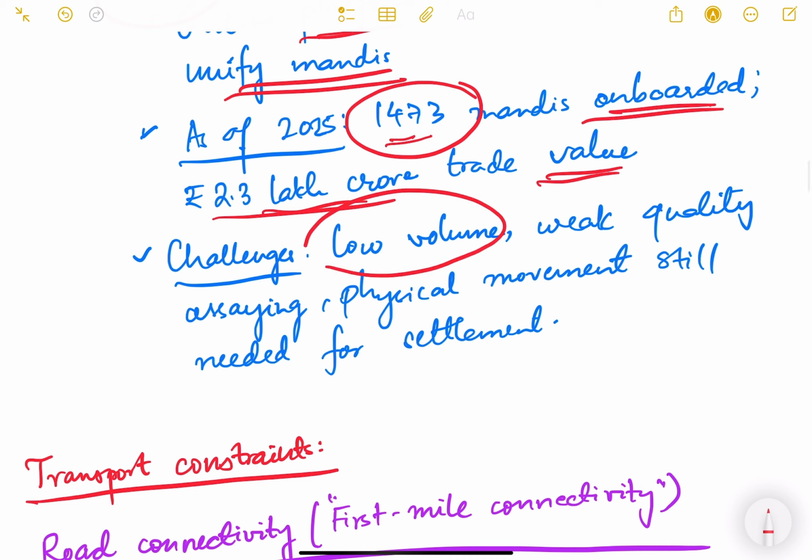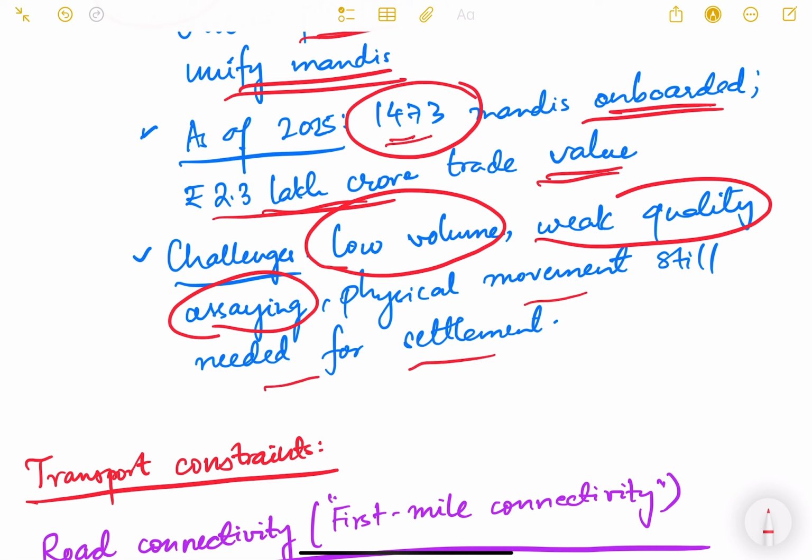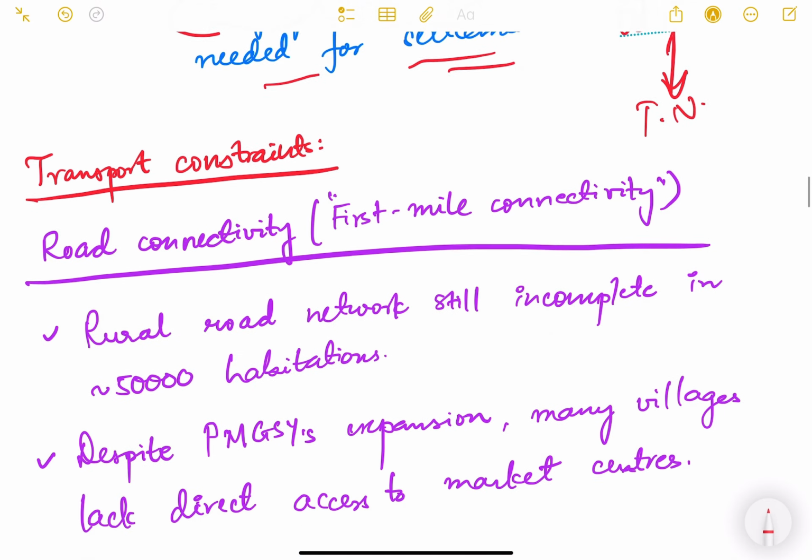What are the challenges? Low volume, weak quality assessment, because since it is online, you cannot assess the quality of the purchase. So traders are also very reluctant to purchase through the e-NAM portal. Physical movement still needed for settlement. So obviously, if a farmer in Odisha wants to sell to a purchaser in Tamil Nadu, the commodity, the produce, whether it is paddy or wheat or jowar, ragi, whatever, has to move to Tamil Nadu physically, right, because of the purchase. So this physical movement is still there, and there are a lot of issues involved there.